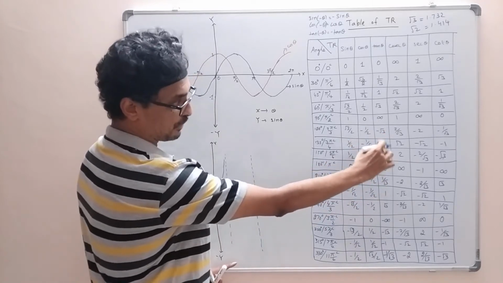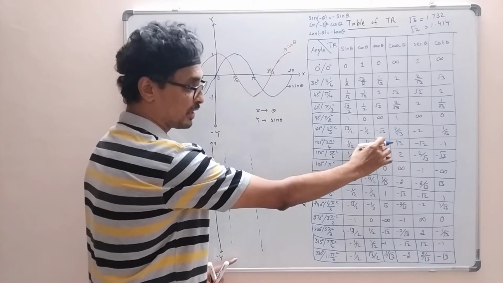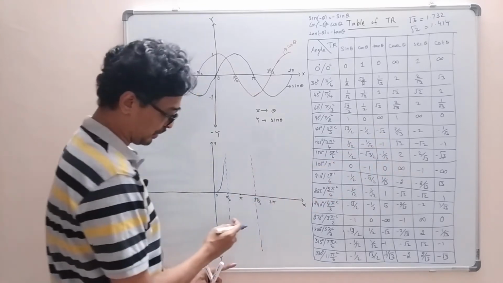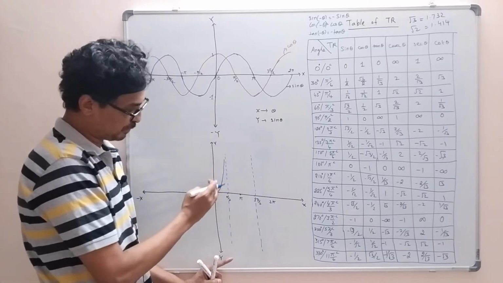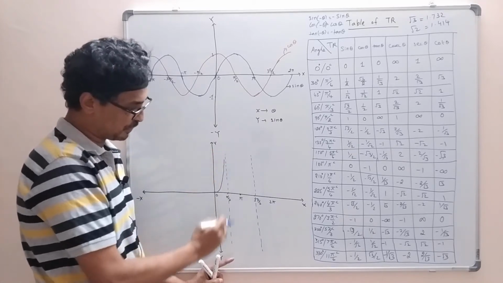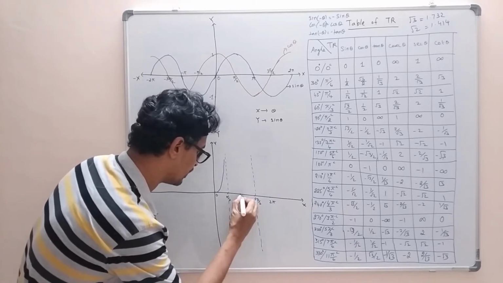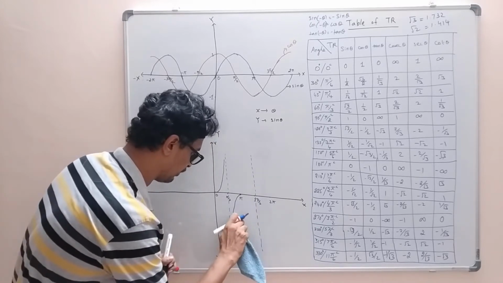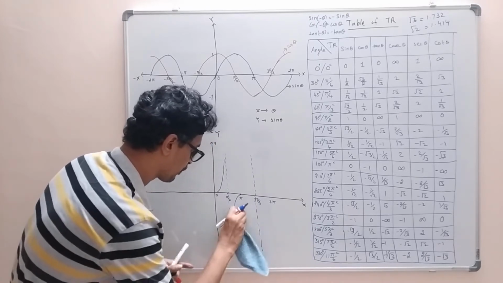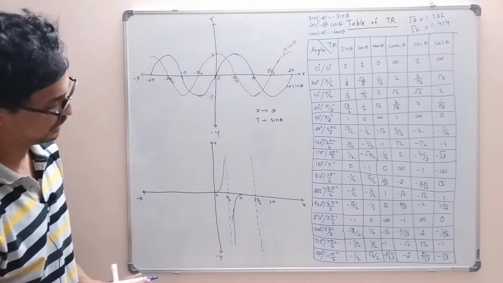So now this is a negative value, because minus 3 is smaller than minus 1, and minus 1 is smaller than minus 1 by root 3. So it goes like this, and from here it makes an infinity jump, from positive infinity to negative infinity. This is 0, correct? It doesn't touch the line, because that's undefined. So this is how your tan curve looks like. Then let us go forward.